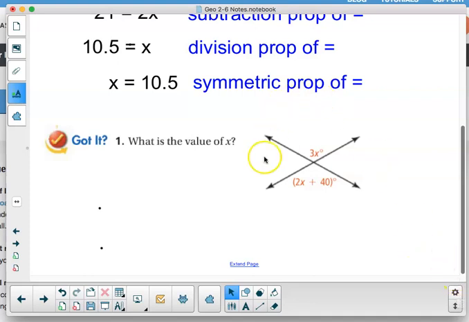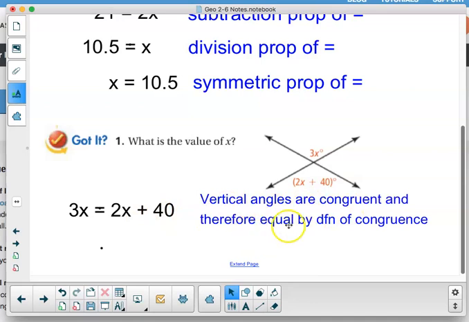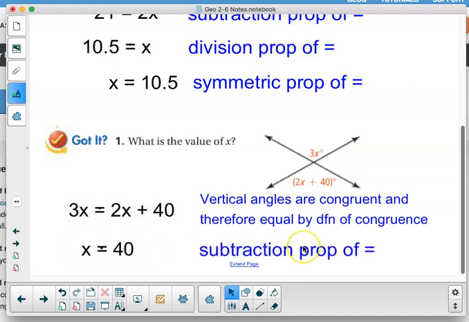Okay, welcome back. So now, again, 3x equals 2x plus 40, and that again is vertical angles are congruent, and therefore equal by definition of congruence. And then I'm going to subtract things on both sides, so I subtract 2x and x is equal to 40. Well, that's by the subtraction property of equality. I hope that's what you had too.